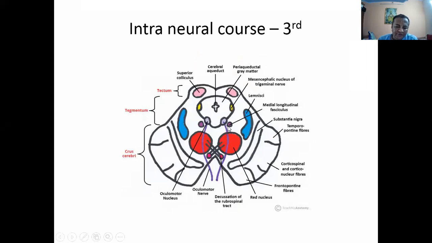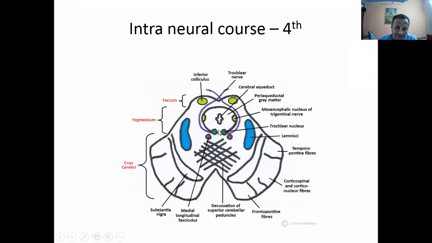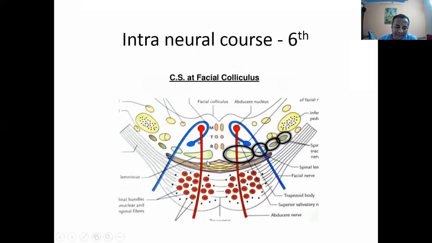Intraneural course of the third nerve: it passes anteriorly, passes through the red nucleus, and then comes out on the side of the crus. So it comes out through the medial aspect of the crus, while the fourth nerve crosses each other and comes out on the posterior aspect and then eventually comes out of the lateral aspect of the crus. Sixth now passes anteriorly through the medial lemniscus and then through the pontine nuclei through the basal part of the pons.